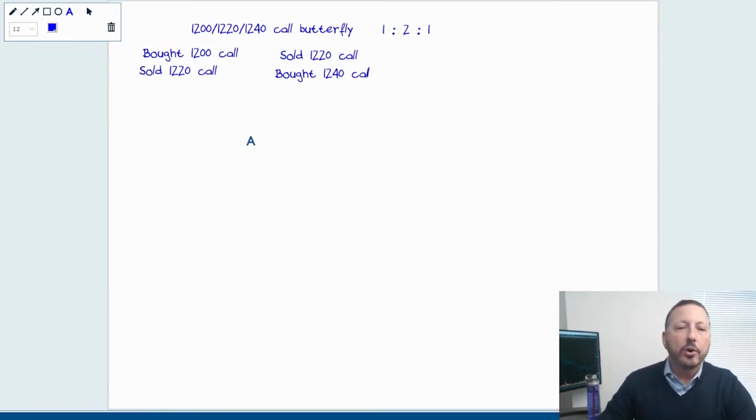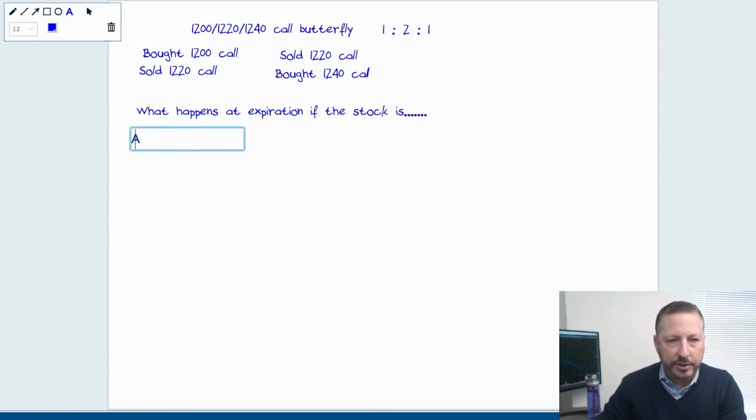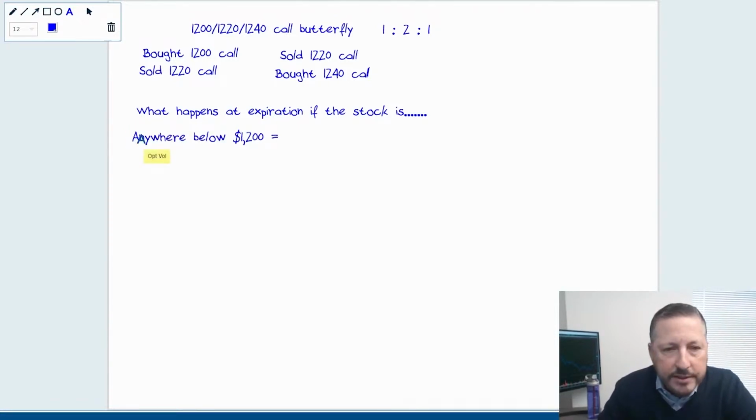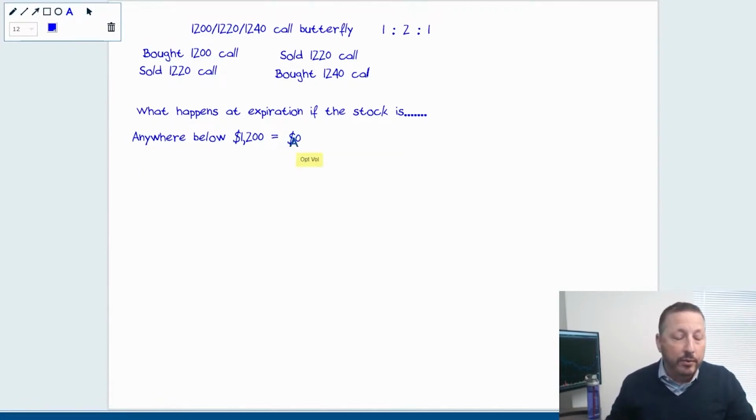Okay, so let's go through a couple scenarios. What happens at expiration if the stock is, and I'm going to put a couple scenarios here, anywhere below 1200? What would happen to the value of this butterfly at expiration? It'd be worth 0. That's because all of the options would be worth 0. So again, our maximum exposure, our maximum risk, is the $1 that we paid for this.